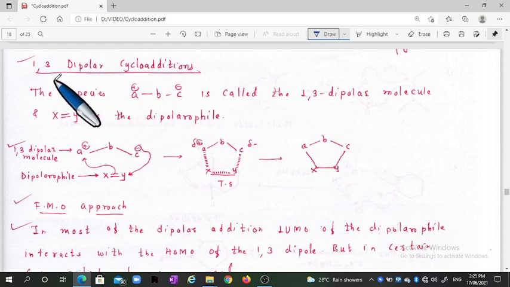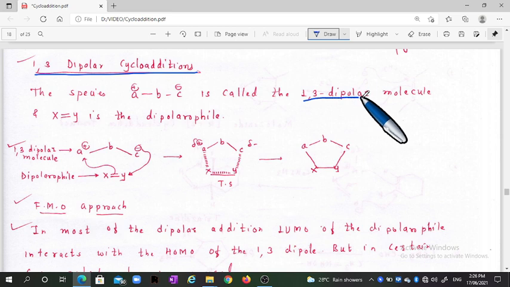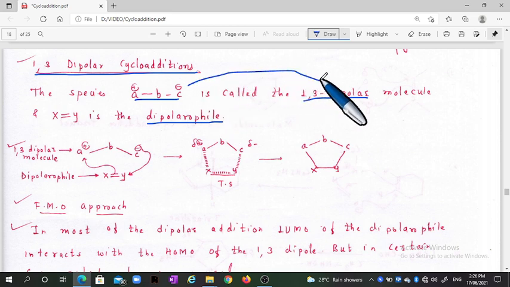Dear students, today we will discuss 1,3 dipolar cycloaddition reaction. This reaction takes place in between 1,3 dipolar species and dipolarophile species. The species A plus attached to B attached to C minus, that species is called the 1,3 dipolar species, and this X double bond Y, that species is called the dipolarophile species.